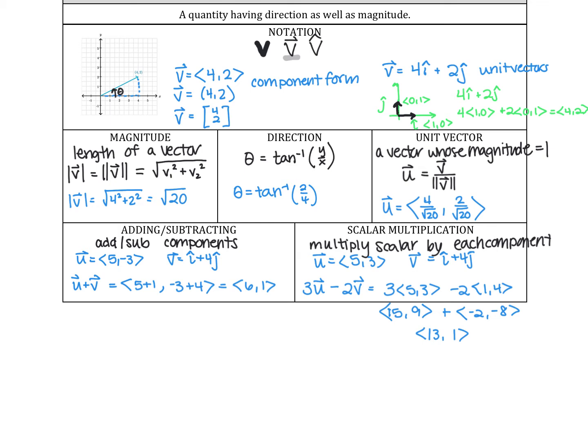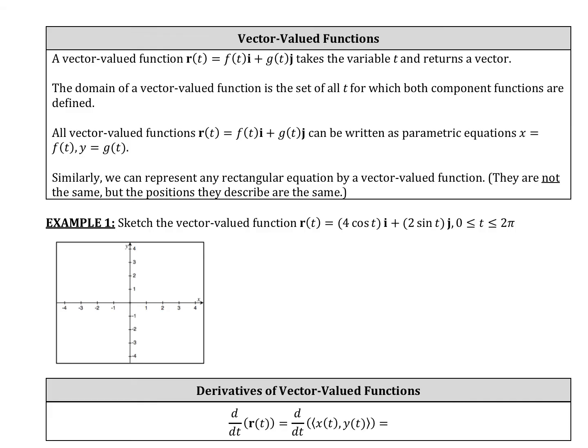And now moving forward, we'll move into the calculus of our vectors. So let's move on. We are going to talk about vector-valued functions. A vector-valued function is usually notated as r of t, and it equals some f of t times i plus g of t times j, or f of t i hat plus g of t j hat. And what it does is it takes the variable t that we substitute in and returns a vector.